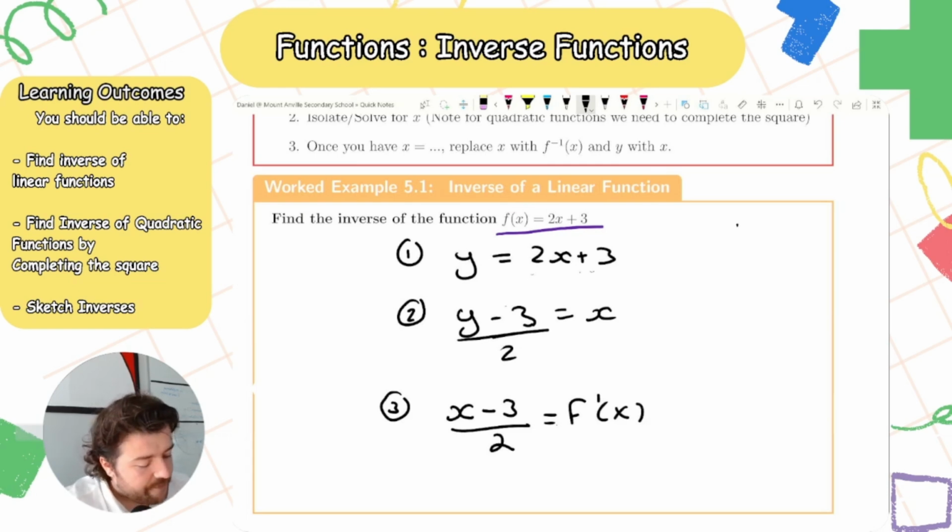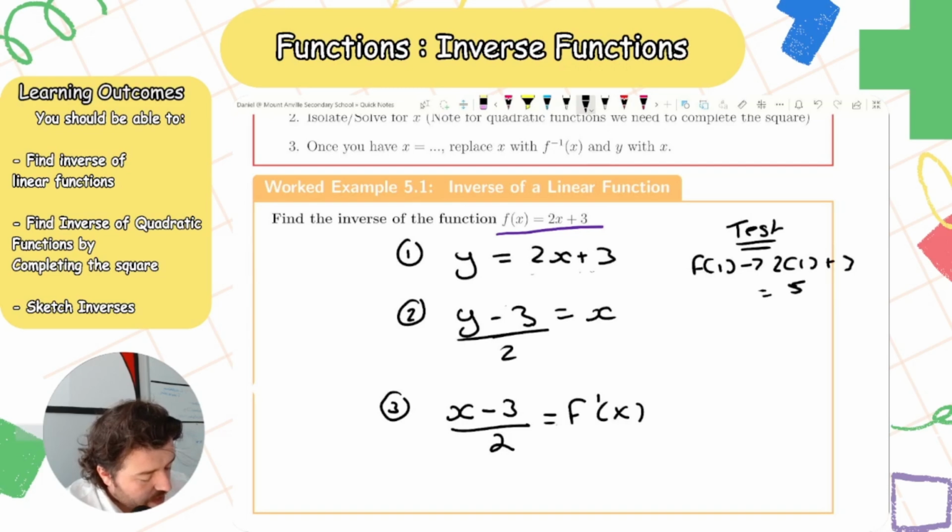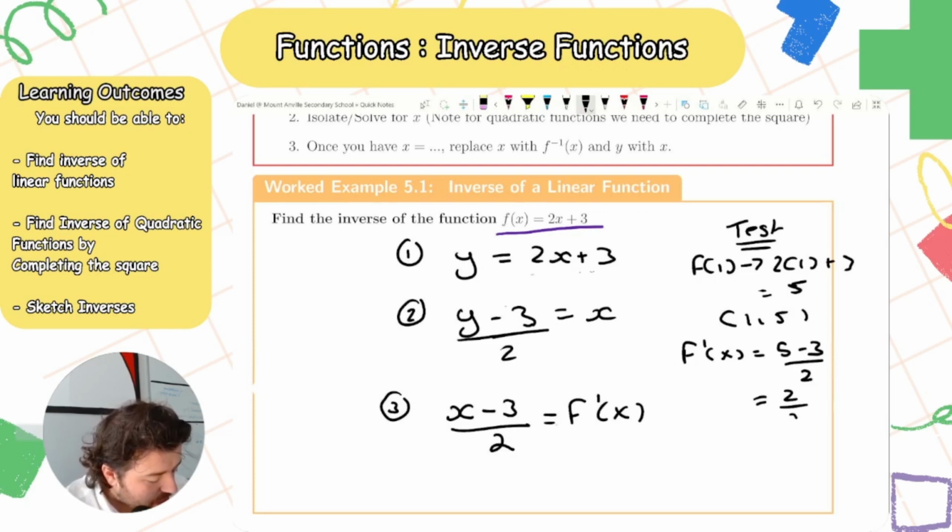So to test it, just try 2 points. So what's f of 1? f of 1 is going to be 2 times 1 plus 3, which is equal to 5. So my input's 1, my output's 5. Now let's test my inverse function. So if I put in 5, I should get back out 1. It's going to be 5 minus 3 all over 2. It's 2 over 2, which is 1. So therefore, this inverse function works.